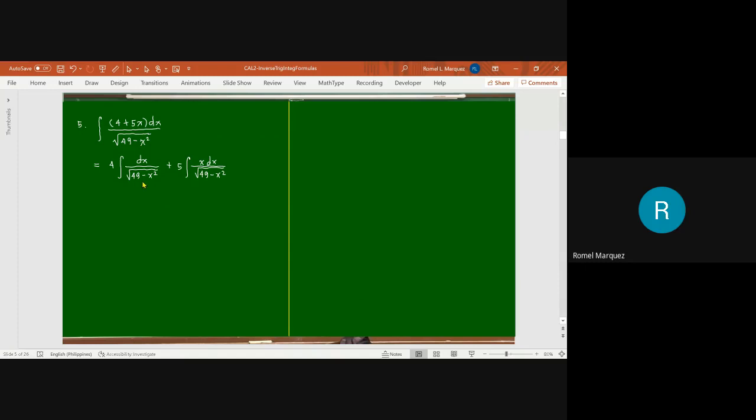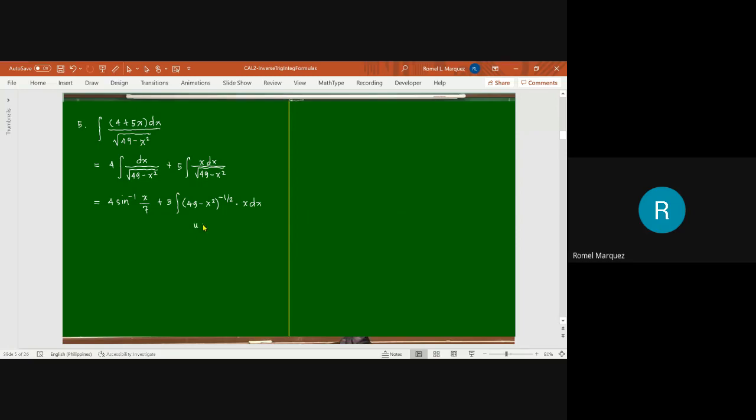So here, what is my u? x. What is my a? 7. So I will get now 4 times inverse sine of u. What is my u? x over 7, my a. Then plus the second integral, 5 times the integral of. We have to express this in the form of u to the n du. So that is 49 minus x squared, quantity to the negative 1/2, and then times x dx.